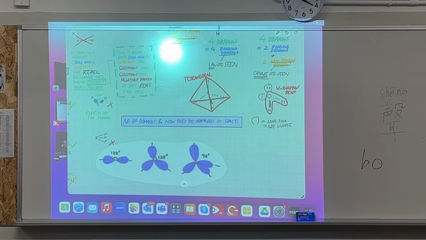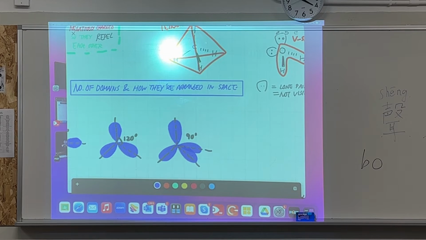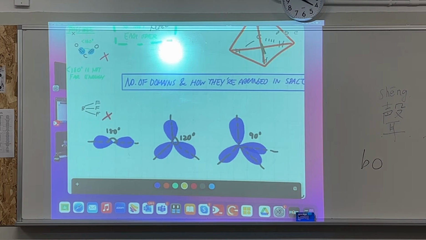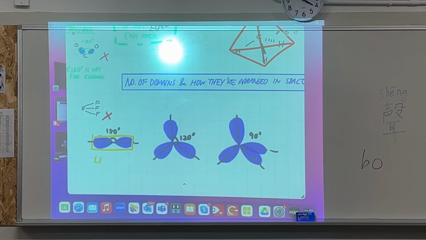And then we are not done yet. There are two more. What about when there are five? I mean the name of the shape. So you see when there are two, what is the name of this shape? This is linear. Remember? When you have three domains, this is trigonal planar. When you have four domains, this is not pyramid but trigonal, but tetrahedral. Yeah.